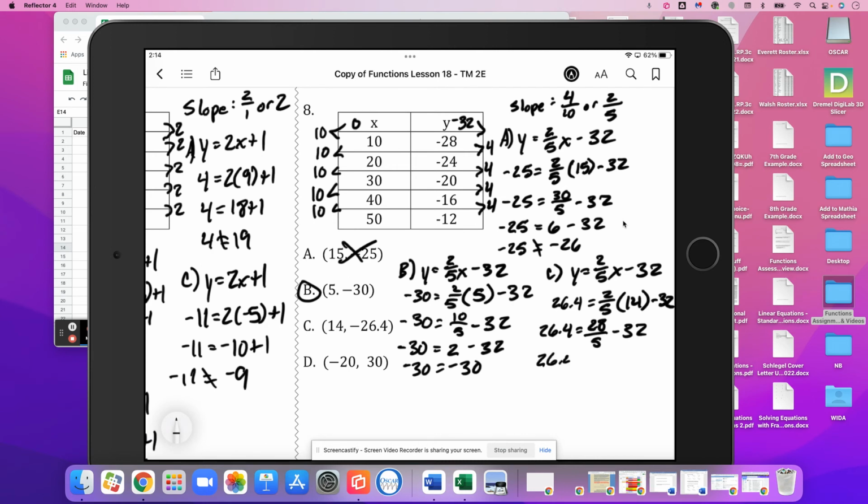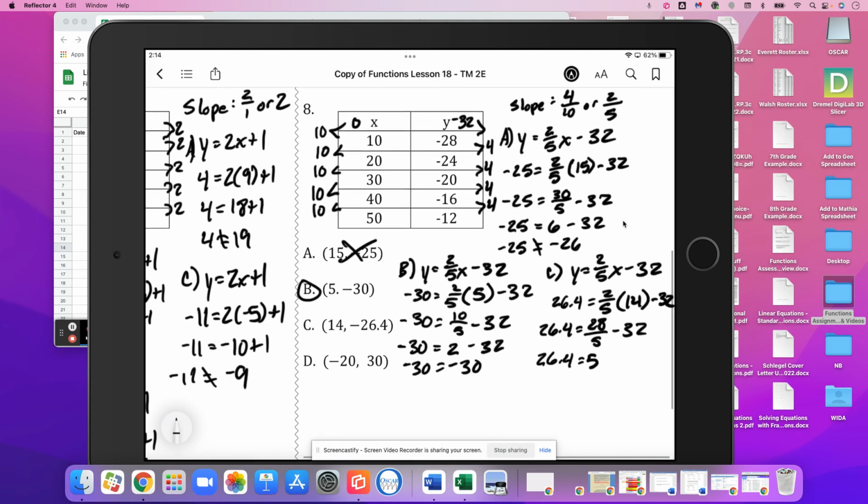26.4 equals, what is that, 5.12? Let me get my calculator real quick. 28 divided by 5. 5.6. Terrible math on my part that time.